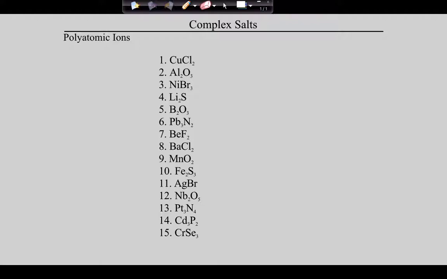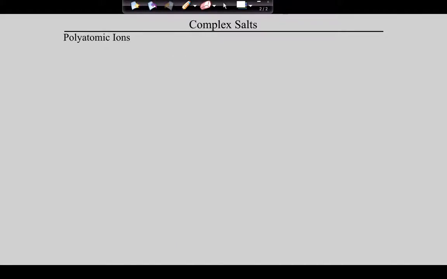Again, as you see on the screen, up until now, our ions have simply been atoms. Copper, for example, and chlorine, and aluminum, and oxygen, and nickel, and bromine. So up until now, our ions have simply been elements. Well, it turns out there is a whole other type of ion that exists, and they also form salts, and we're going to talk about those for the rest of the day.